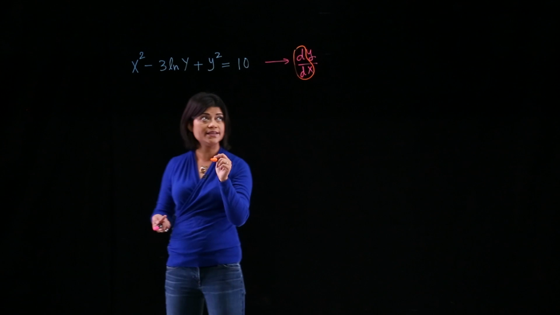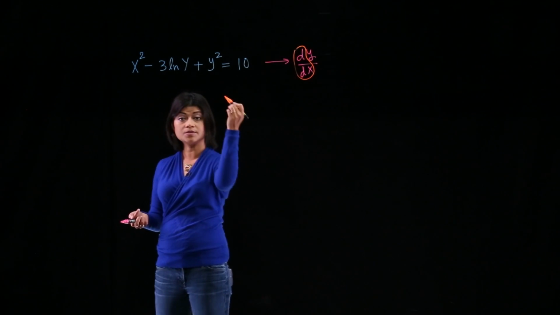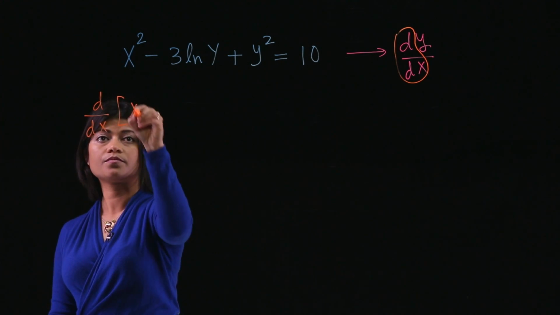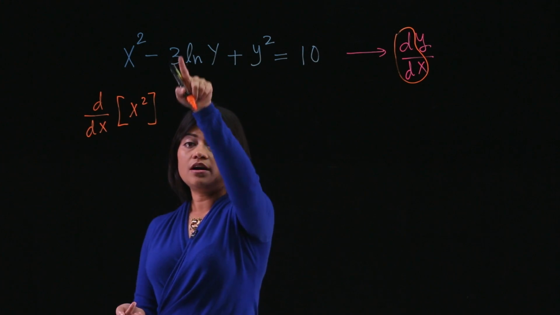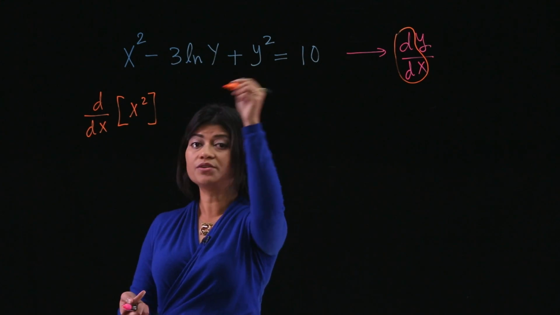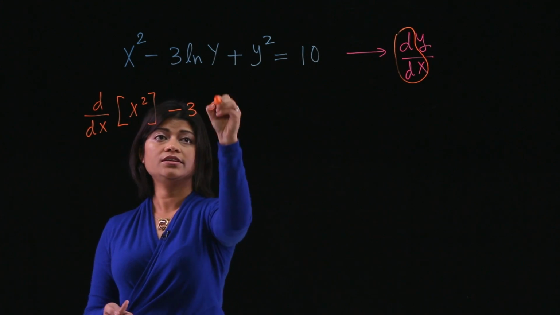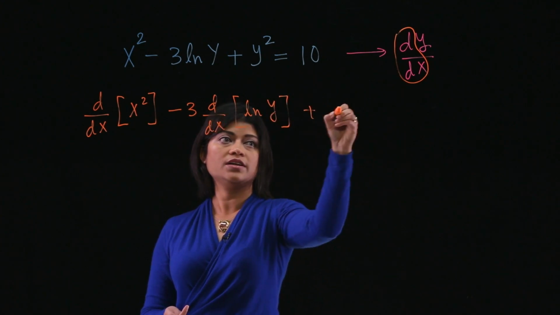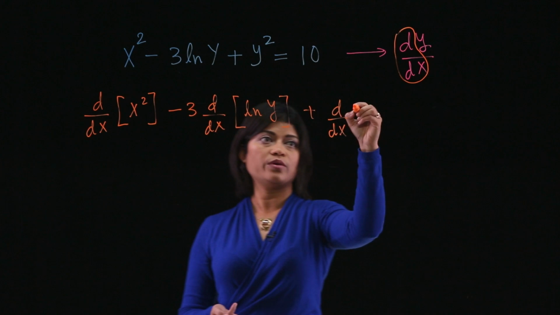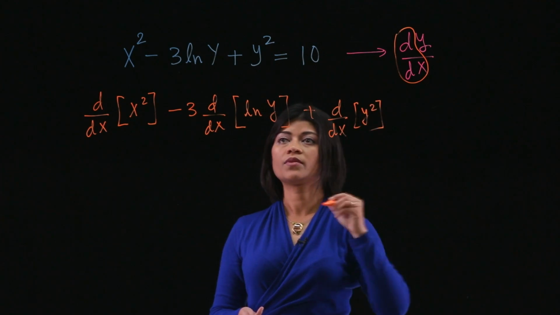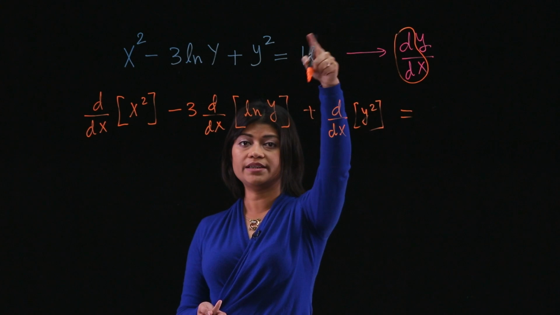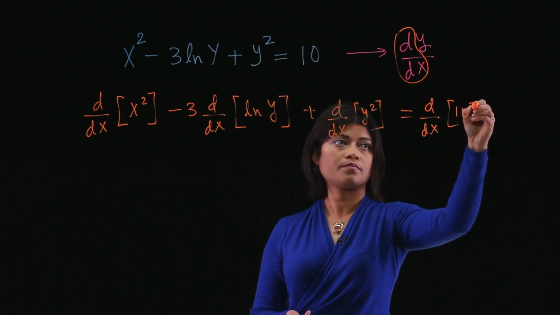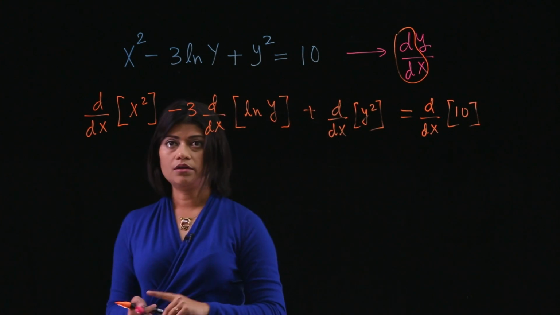So the very first step is to apply d/dx to both sides of the equation, which means we will have d/dx of x squared, d/dx of the next term, but you know that 3 is a constant, you can pull it outside. So negative 3 d/dx of natural log of y, plus d/dx of y squared, equal to, don't forget to also apply d/dx on the right hand side. So d/dx of 10.